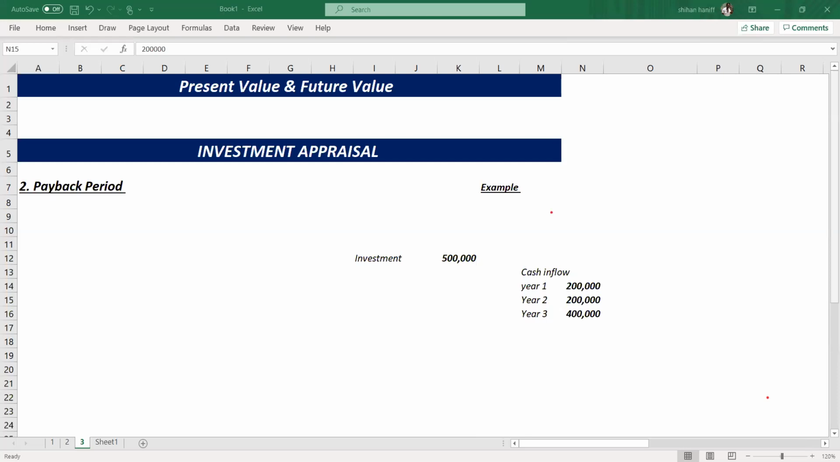Yes, there is a question. We calculate the period, so you have to give the answer in years and months. That's correct. So let's write that under payback period. What is payback period?